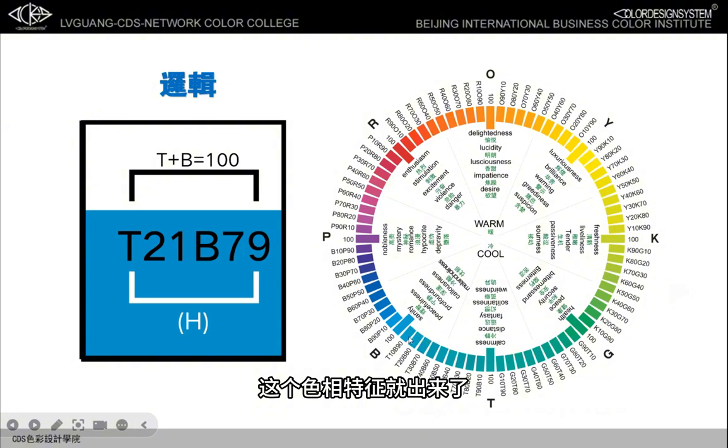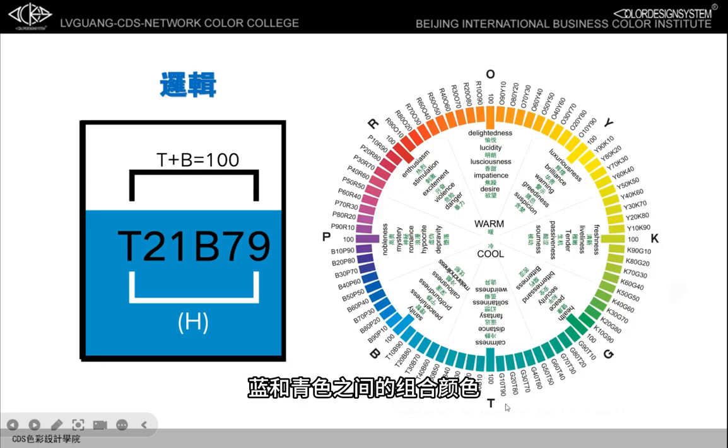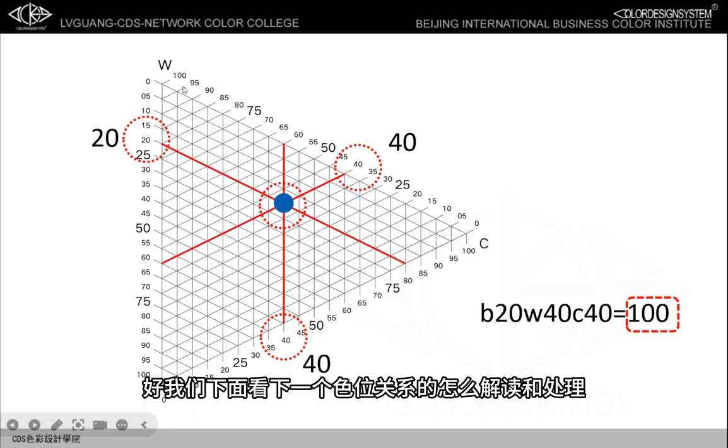And you find the signature of this color. This hue signature comes out. Is it made of blue or blue? We see this is blue and this is cyan. It's a combination color between blue and cyan. This is its logical feature. It's not blue and purple, or blue and green. It is blue and cyan. Okay, let's see how to interpret and deal with the next color position relationship.